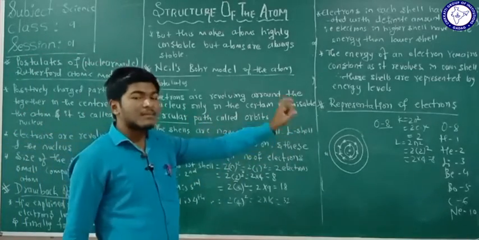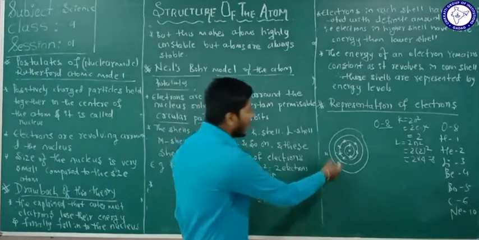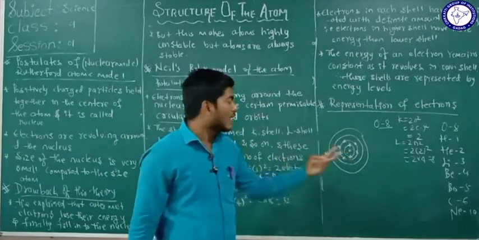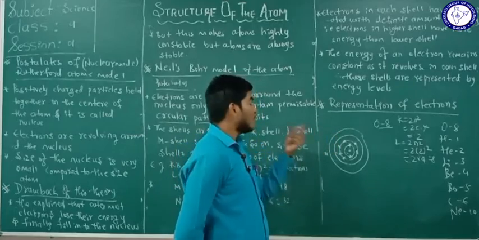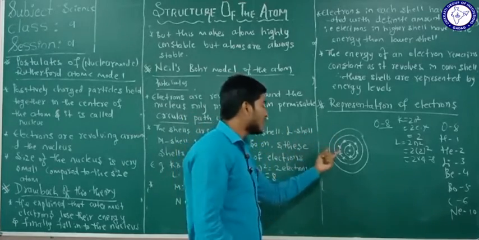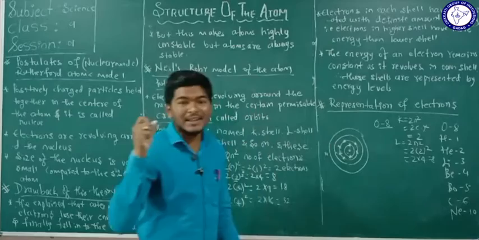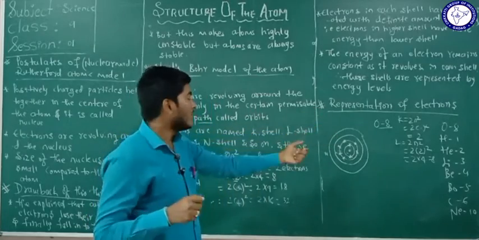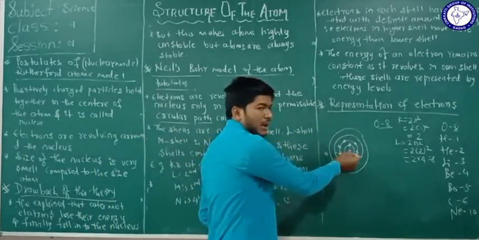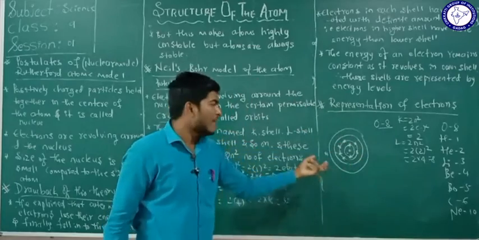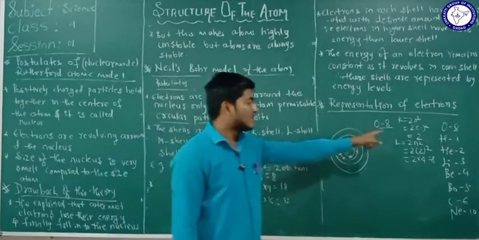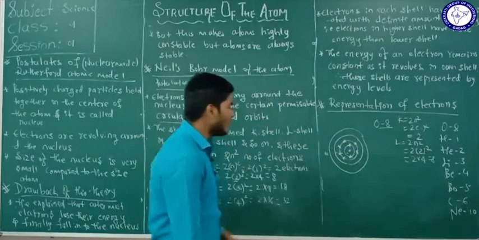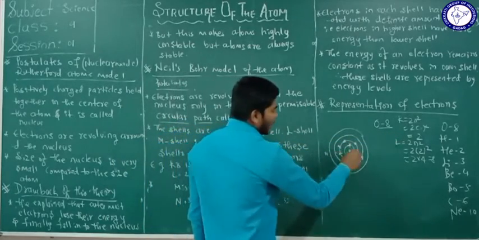The oxygen atom has 8 electrons. Therefore, the first 2 electrons will fill the K shell. Why are we going to place only 2 electrons in the K shell? Because the capacity of the K shell is 2 only. Therefore, we fill only 2 electrons. And the capacity of the L shell is 8. But we have only 6 electrons remaining. Therefore, we are going to represent the 6 electrons in the L shell.